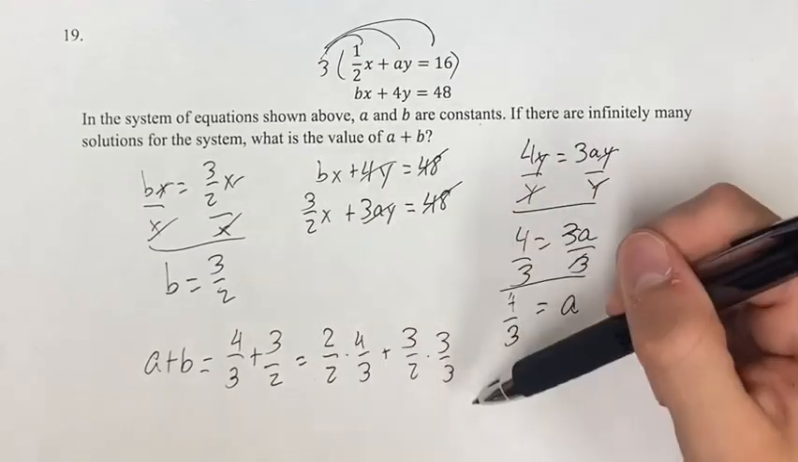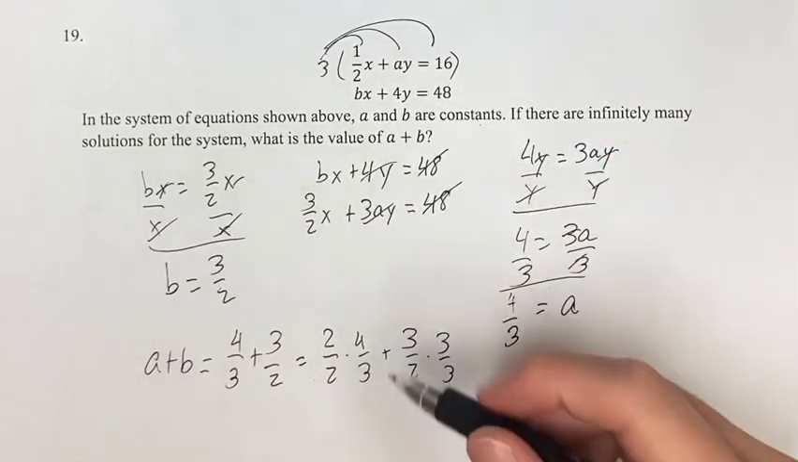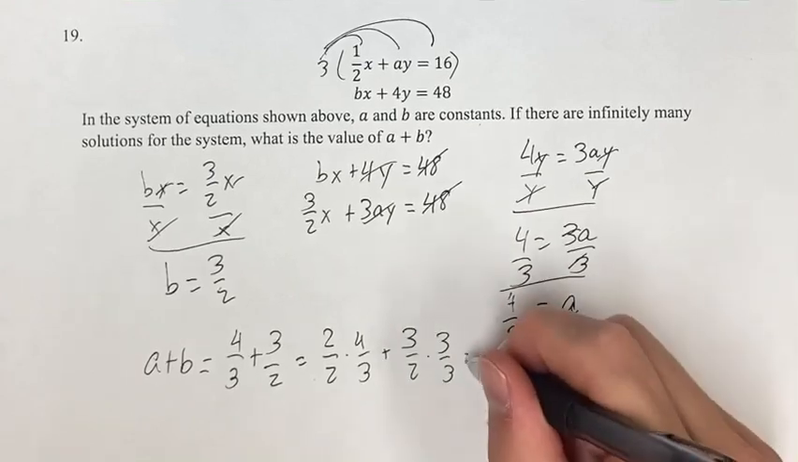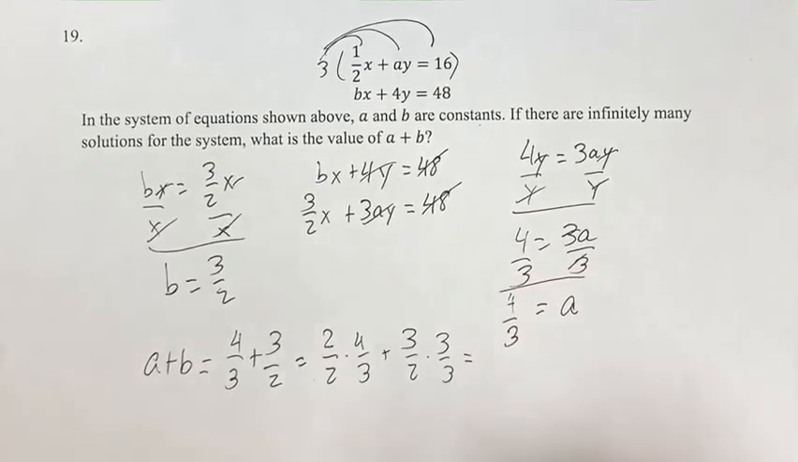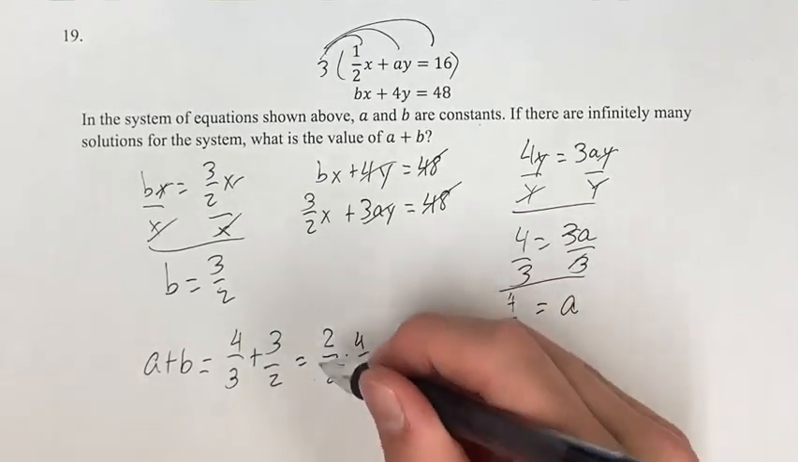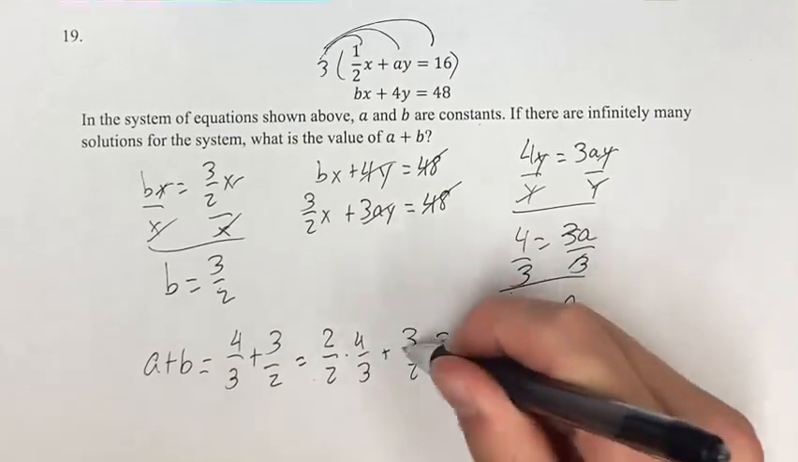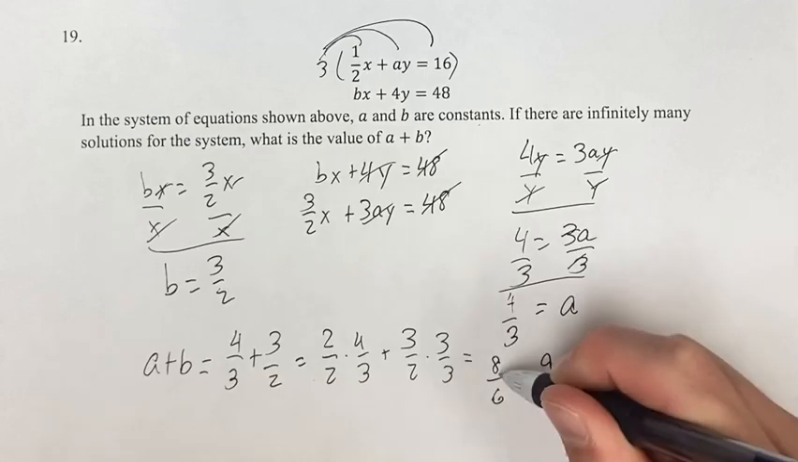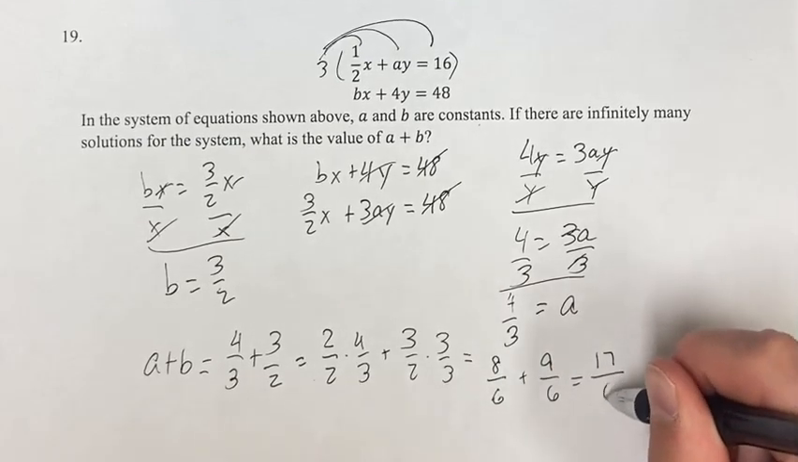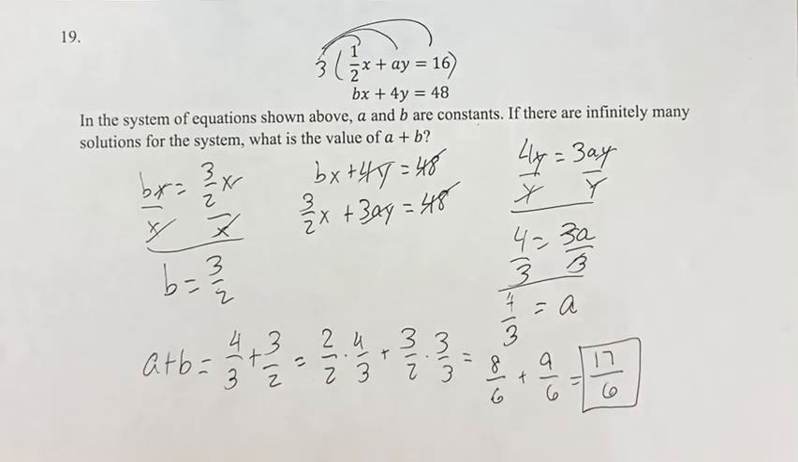So multiplying by 2 over 2 or multiplying by 3 over 3, this is just multiplying by 1, right? 3 divided by 3 is 1, 2 divided by 2 is 1, but this is going to give us common denominators. So we have 2 times 4 is 8 divided by 6, plus 3 times 3 is 9 divided by 6, 8 plus 9 is 17 divided by 6, and this is going to be your value of a plus b.